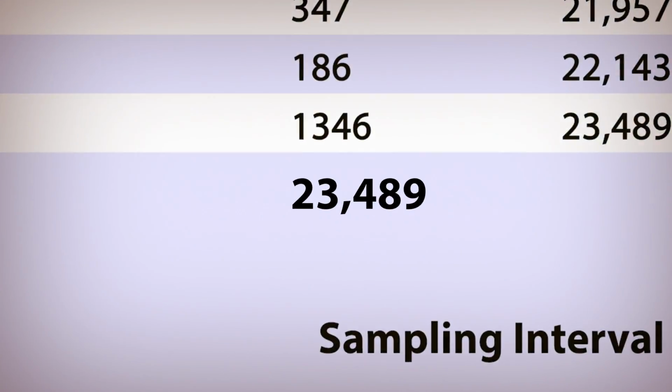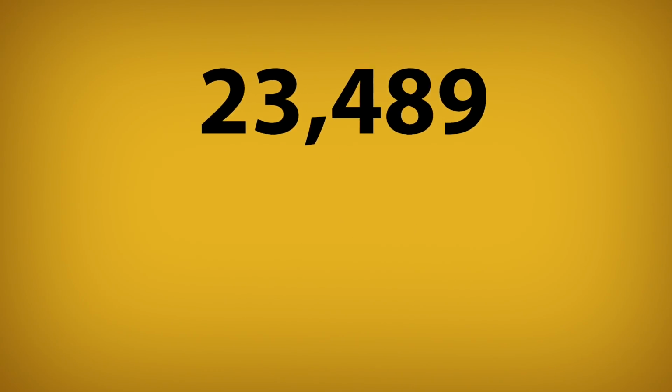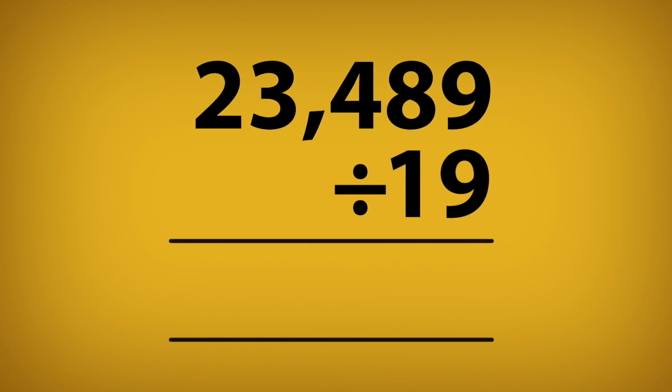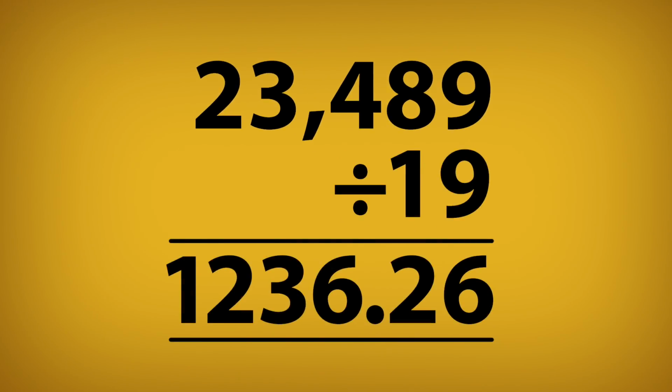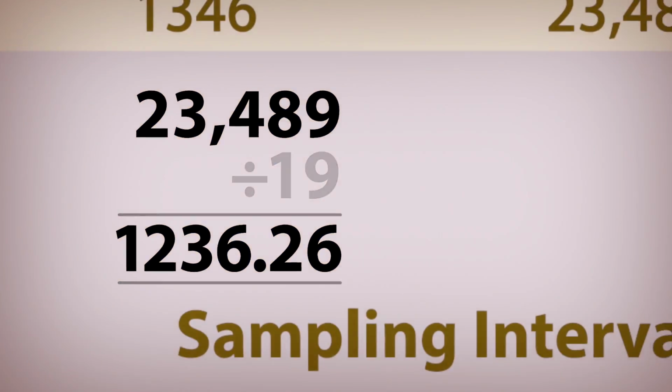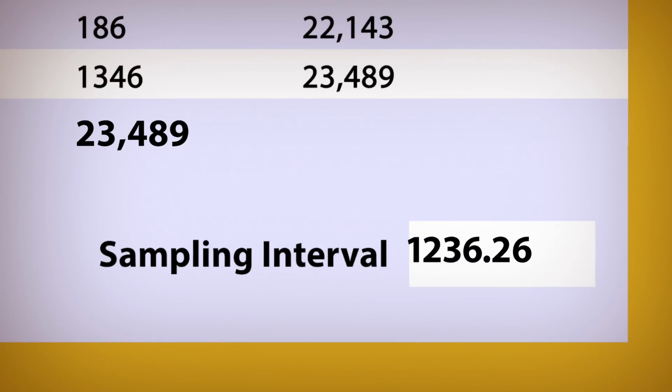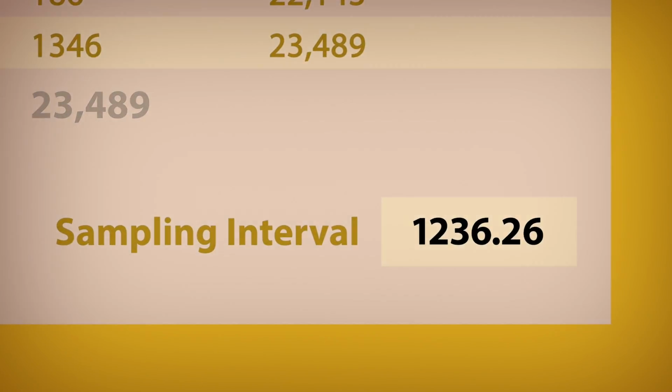Next, divide the total population of the supervision area by 19, or the sample size. This gives you your sampling interval. This is the number of people you skip after you select one of the random locations, before selecting the next location.